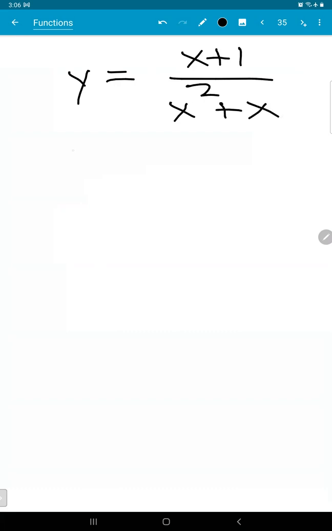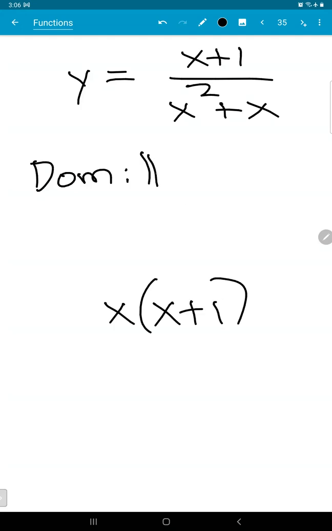So you would begin by giving the domain. And if you look at x squared plus x, it's x times x plus 1. So the domain is the set of all real numbers except -1 and 0.